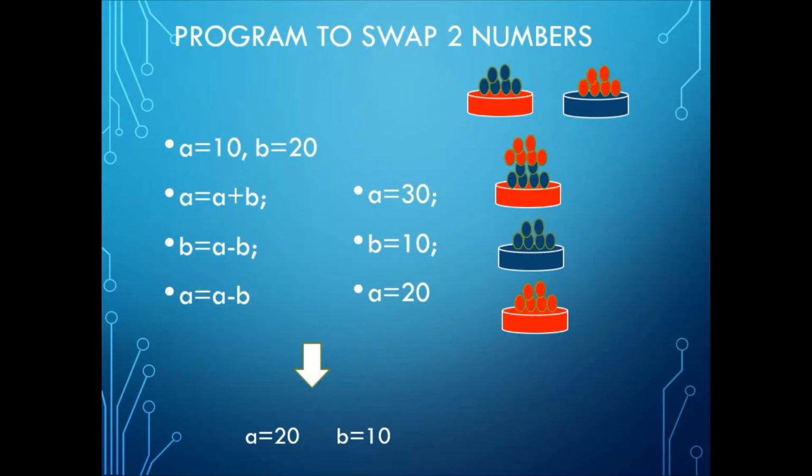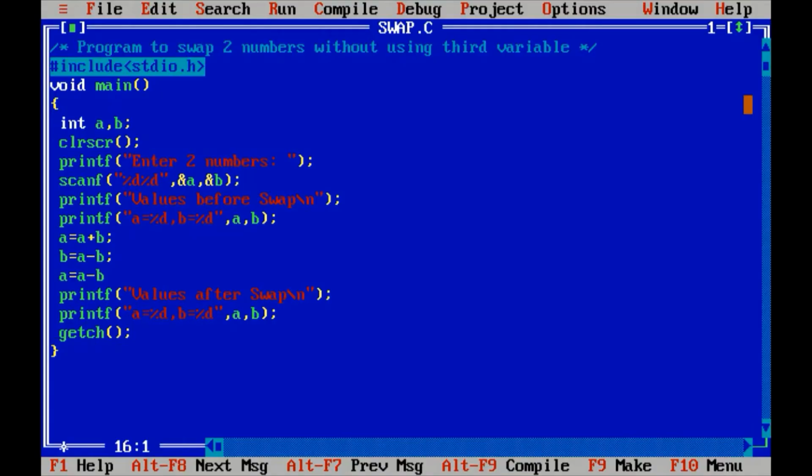Now let us design the program in the C language for swapping of two numbers without using a third variable. This is the program to swap two numbers without using a third variable. So first statement we have here is #include <stdio.h>, which includes the standard header file of C in our program. Then we have the main function. First, declaration of variables which we require.